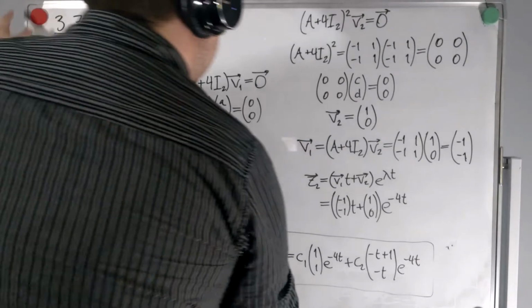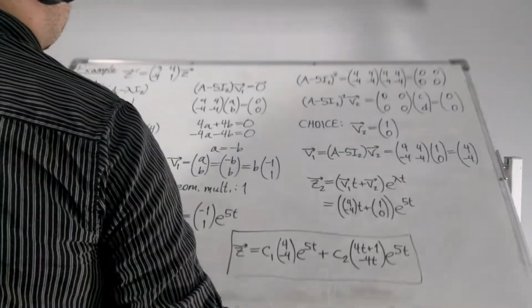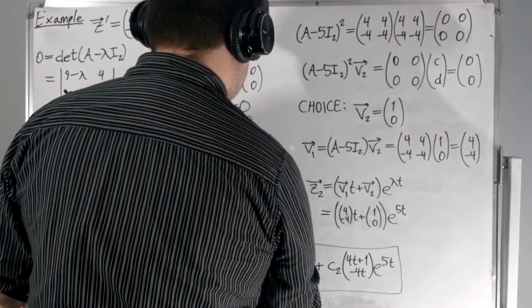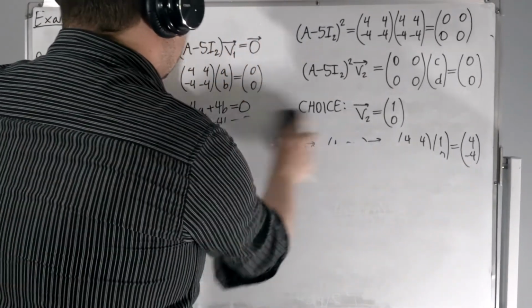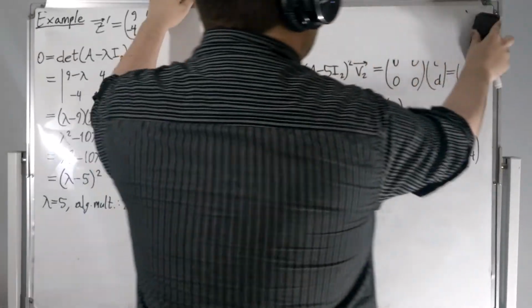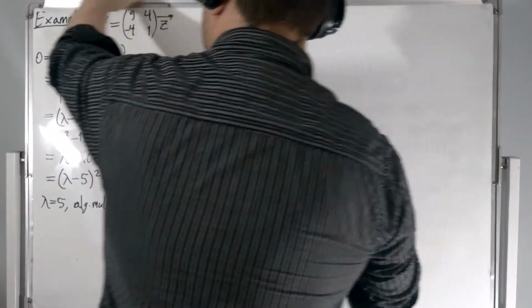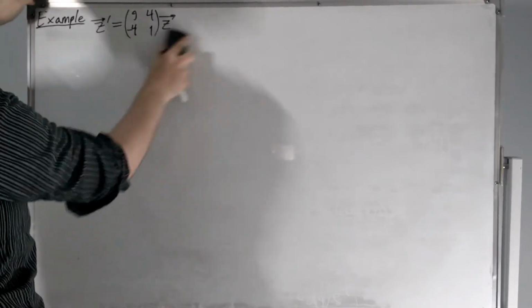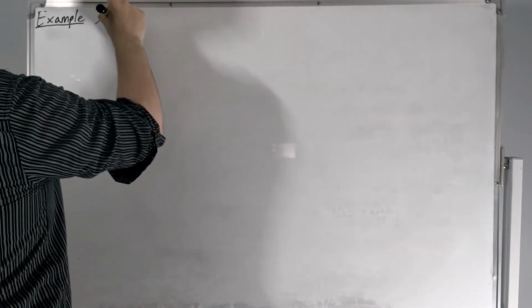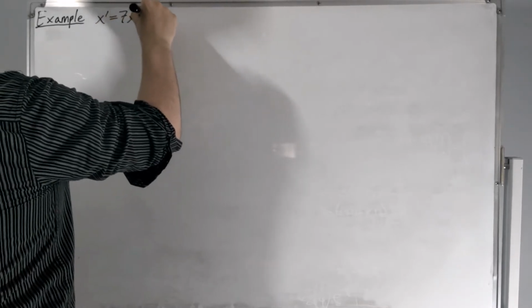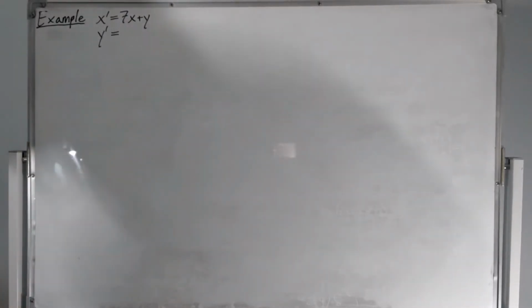Let's do another example. This one is x prime equals 7x plus y. y prime equals negative 4x plus 3y.